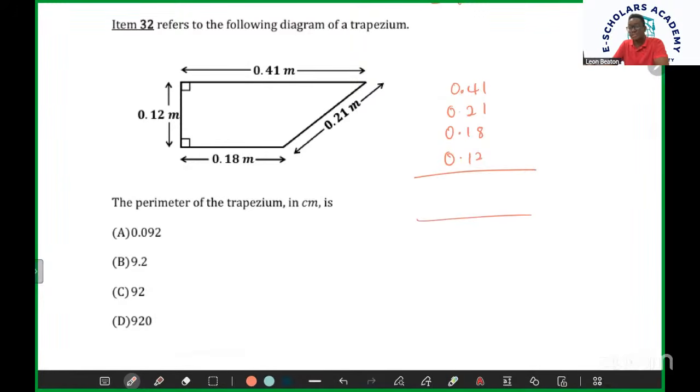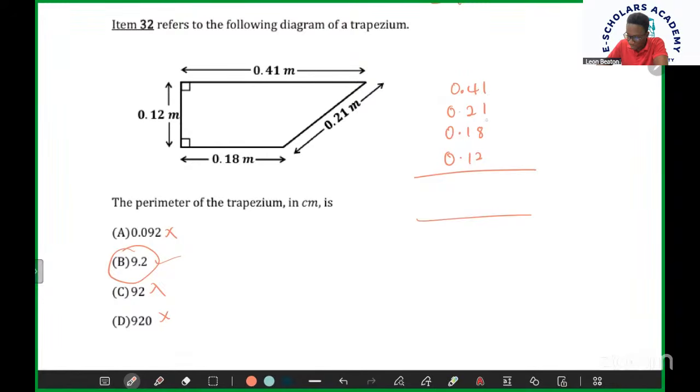Back in primary school. I can already see the answer. Common sense will tell me the answer is B, right? Because I know when I add all these things together, I can't get 92. Nor could I get 920. Nor can it be lower. So common sense will tell me the answer is B. But let's work it out still.